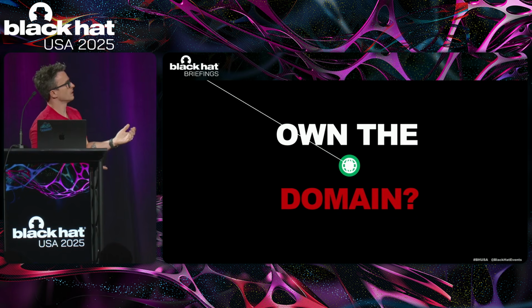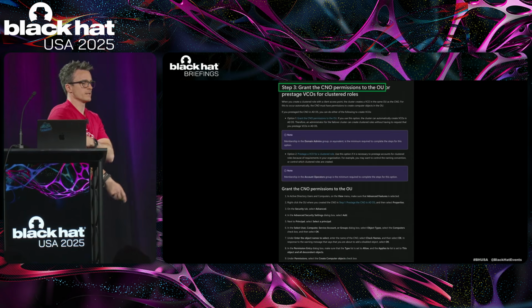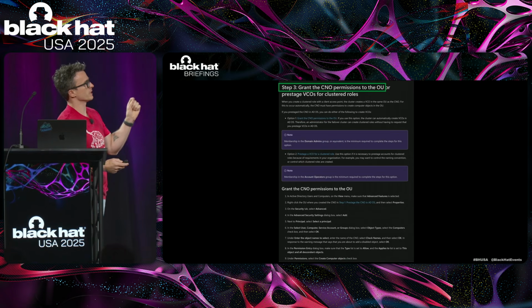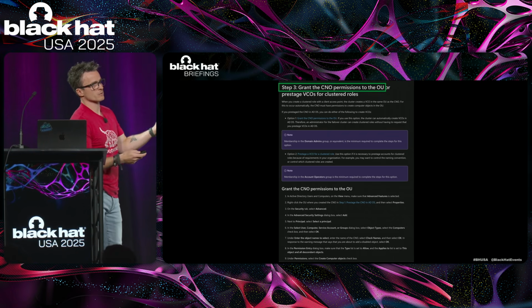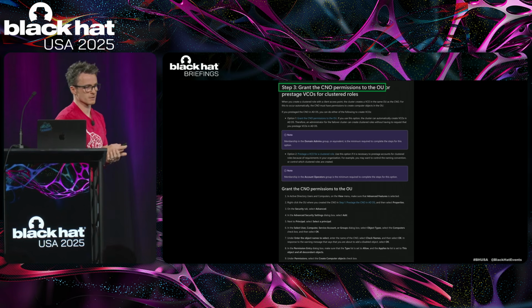But could it get worse? Can we own the domain from this point of view? To answer that question, we have to go back to the labbing. I purposely left this bit out so that we could talk about it here. The CNO has some extra responsibilities in the cluster. It is the actual identity that is going to create and manage the VCO.